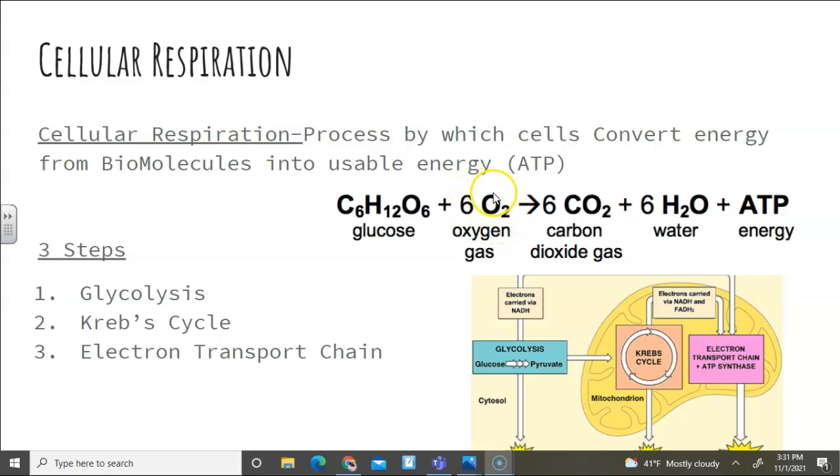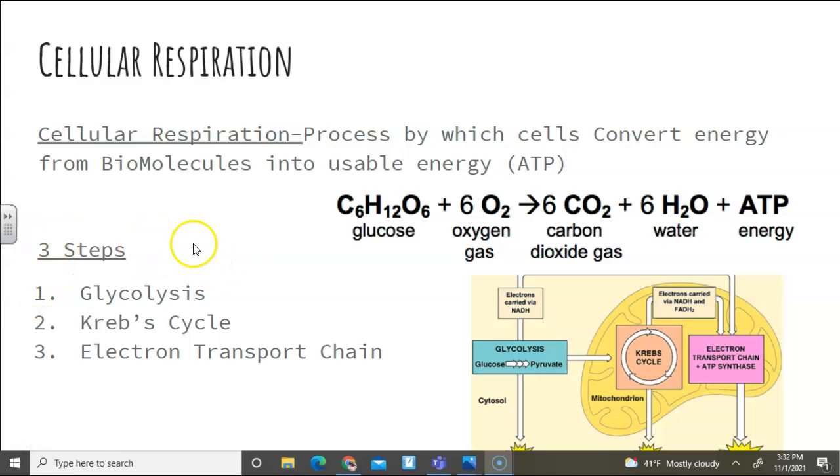This 6 and the 2 both apply to the oxygen, so we have 12 here plus 6 for a total of 18. Here the 6 applies to the C and the O, the 2 just applies to the O, so there's 12 carbons and another 6 carbons for another 18 carbons. So the number of atoms and types of atoms on this side are equal to the types of atoms that are on this side. What we are doing is making the ATP energy from rearranging these molecules.